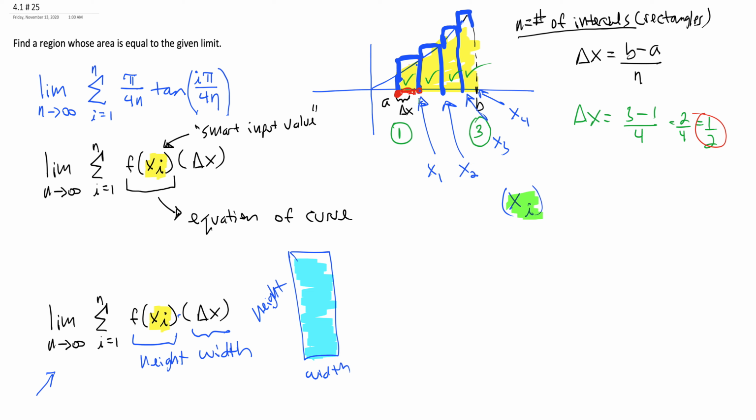Right side x values have corresponding y values. So this right here would be f of x1, and over here would be f of x2, and so on. That's why we talked about this being kind of like a smart input value. So those xi's are going to be all those right side rectangles. And delta x, well, that's the width.